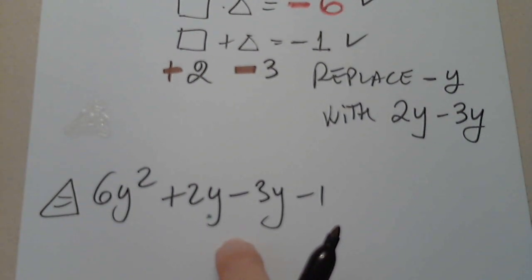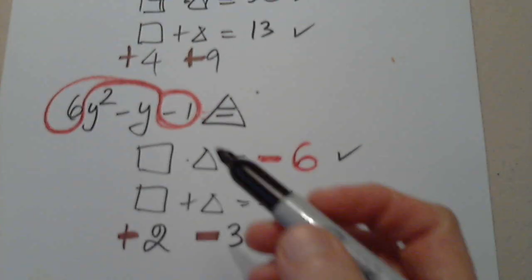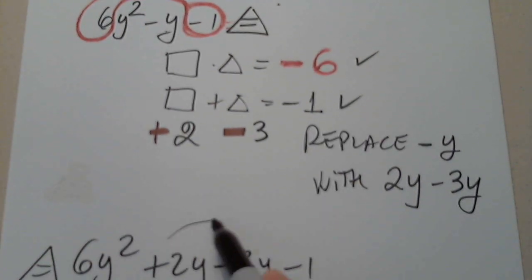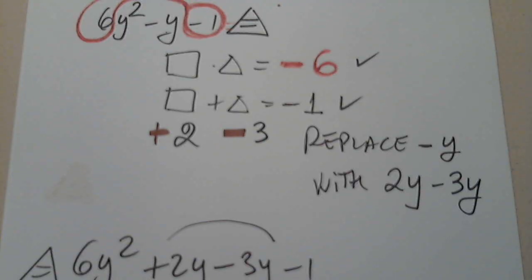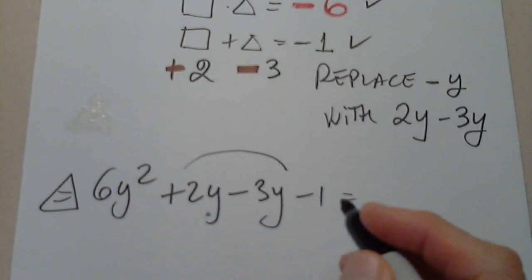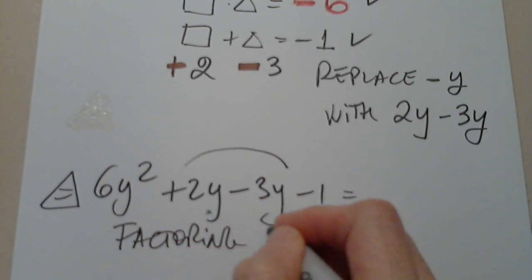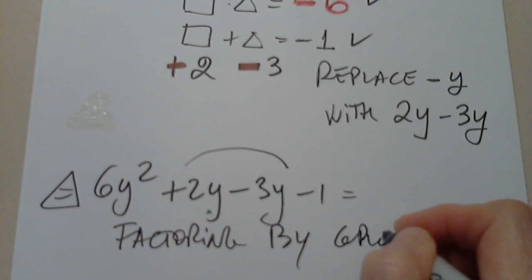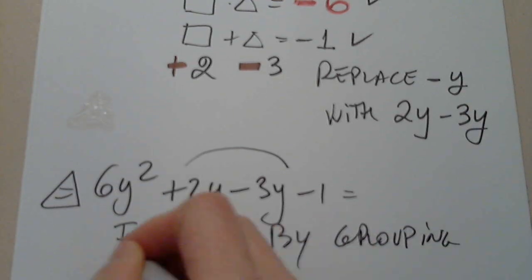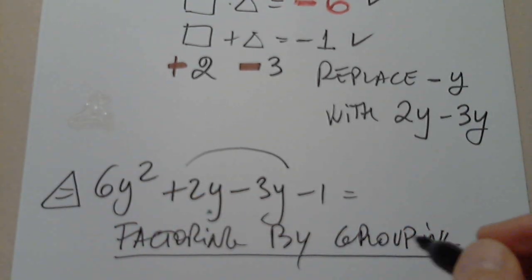Now, notice that it's the same thing. -y is the same as 2y minus 3y. At this point, we will use factoring by grouping. It's a method. And let me share my screen for a second.